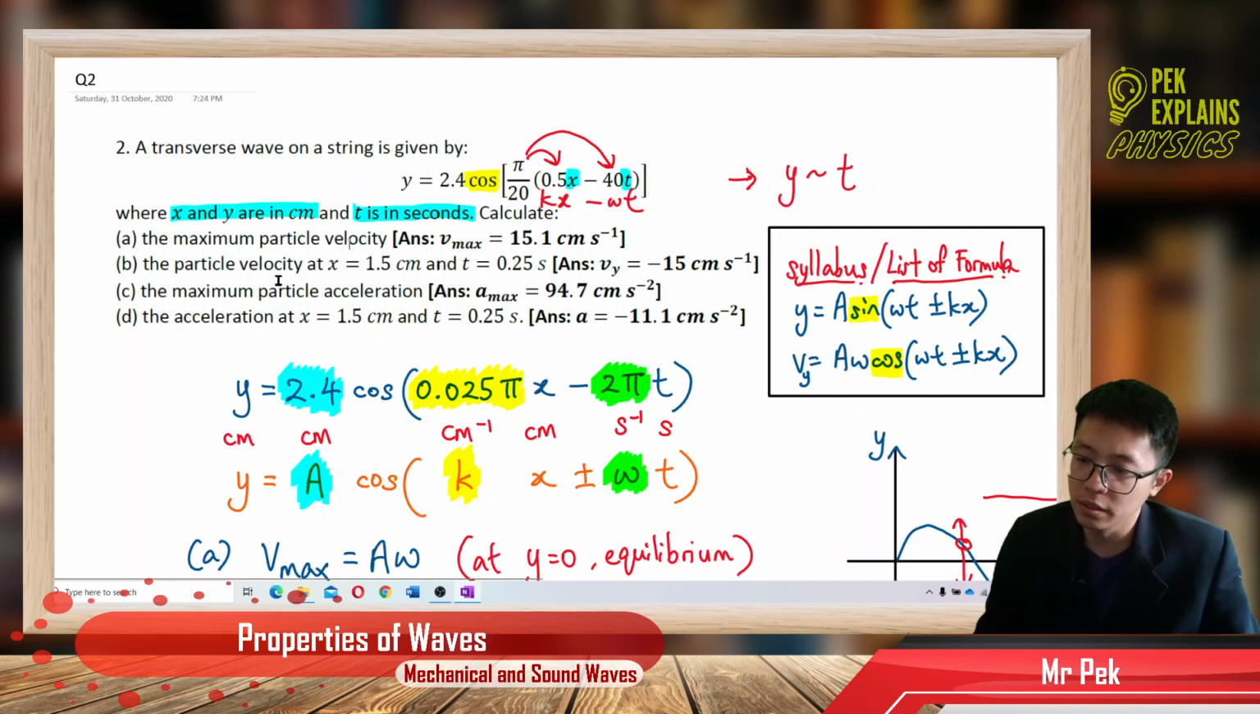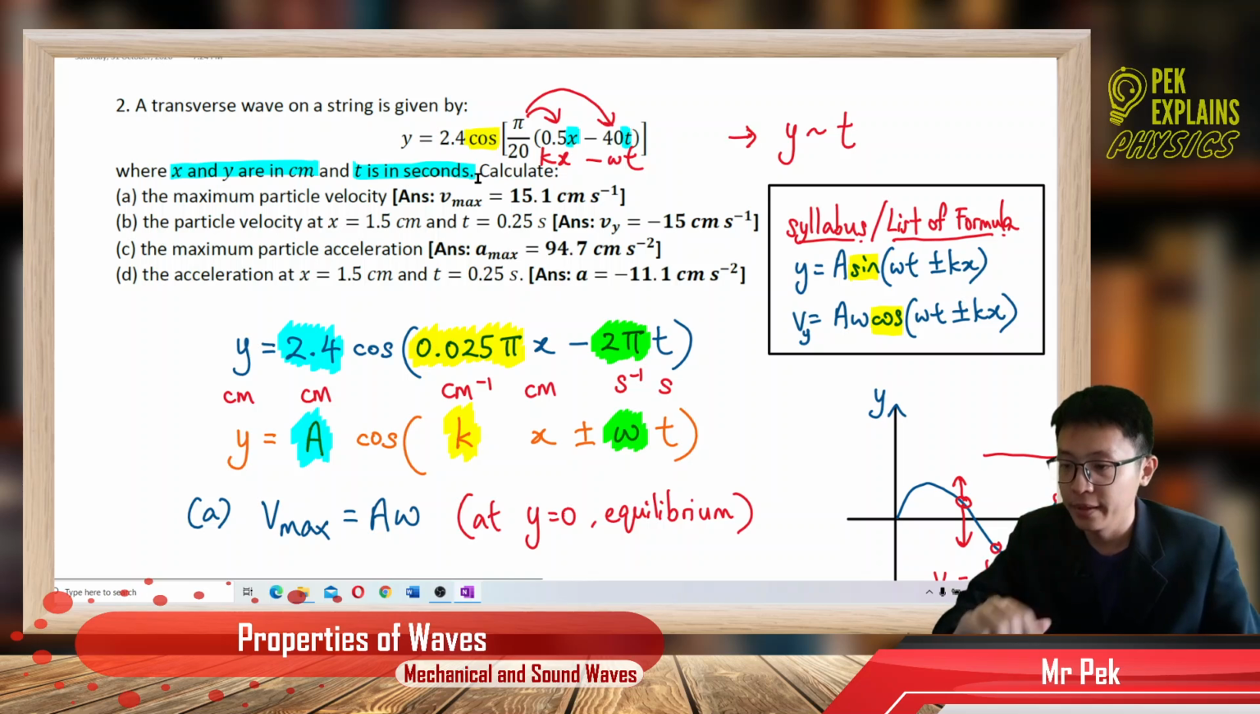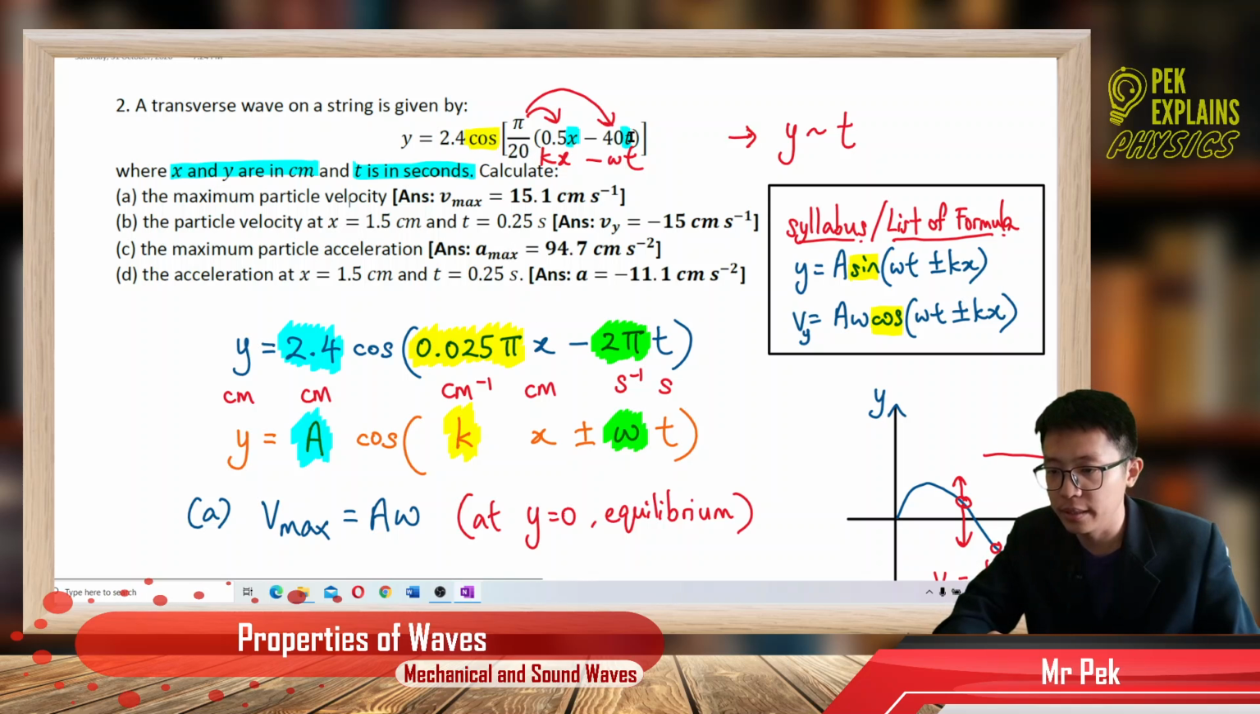The particle velocity. Okay, before we go any further, first of all, we arrange the formula into the general formula. So I rewrite here, we have y equal to 2.4 cos. Okay, I already expand, yeah? So this one I expand inside, multiply inside. So I get pi over 20 multiply 0.5, so I get 0.025 pi x. Okay, you must expand first, yeah? And then pi over 20 multiply 40, I get 2 pi. So 2 pi t.